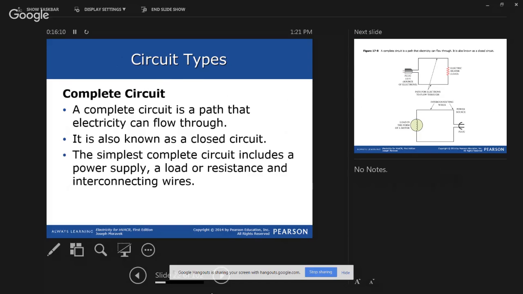So circuit types, complete circuit. A complete circuit has a path of electricity that can flow from the source through the circuit and back to the source. It is also known as a closed circuit. If it's an open circuit, then we're not going to do anything because the electrons don't have a way to travel back home. The simplest complete circuit includes a power supply, a load or resistance, and interconnecting wires.